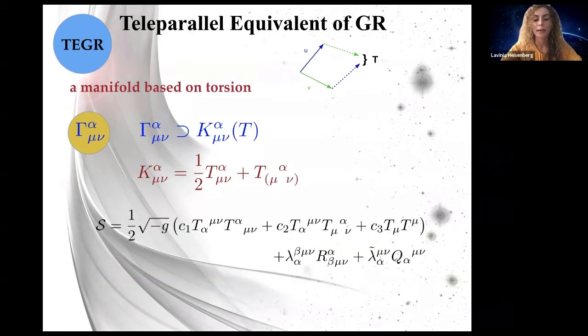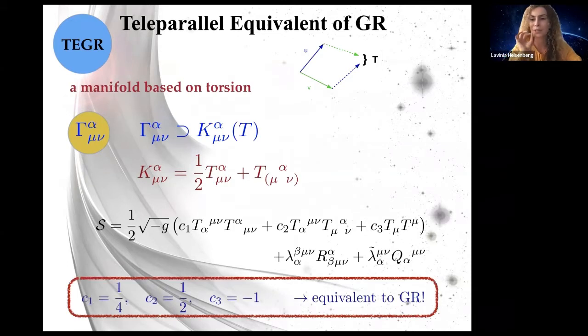All right, and with Lagrange multipliers, you make sure that curvature vanishes and non-metricity vanishes. Only if you choose these 3 coefficients in this very specific way do you obtain a theory completely equivalent to general relativity.